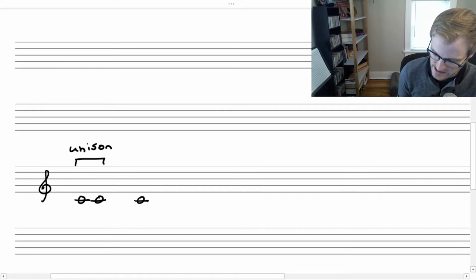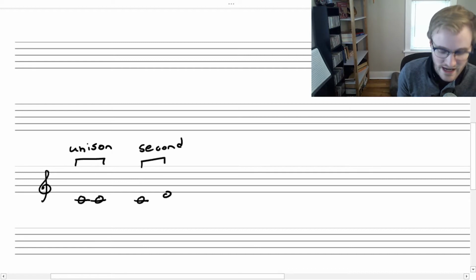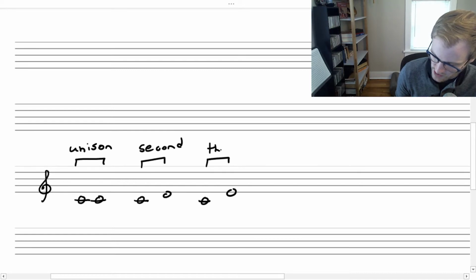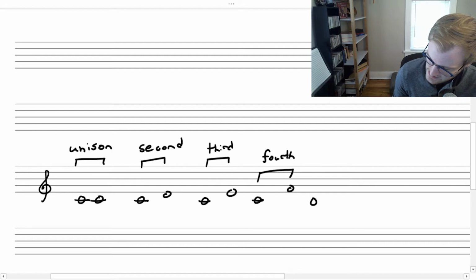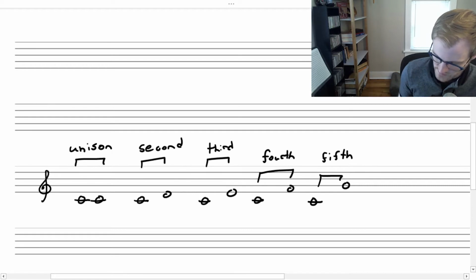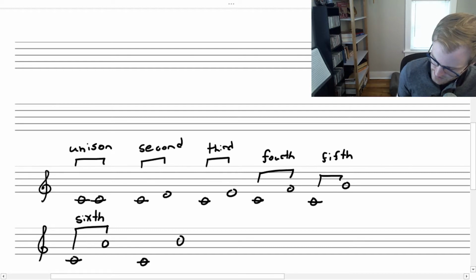If we were to go from C up to D, we would call that a second, because now we've moved from one to a second note. If we were to go from C up to E, you can imagine if I follow this pattern, we would call that a third. If we were to go from C to F, we would call that a fourth. C up to G would be an example of a fifth. I'll just move down here to save some space. C going up to A would be an example of a sixth. And C going up to B would be an example of a seventh.